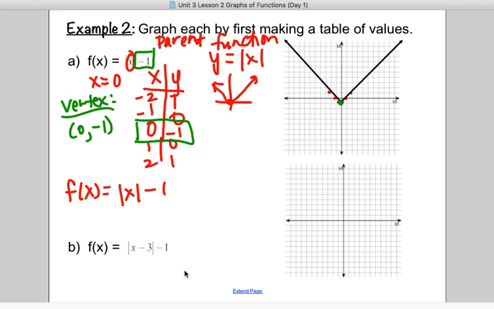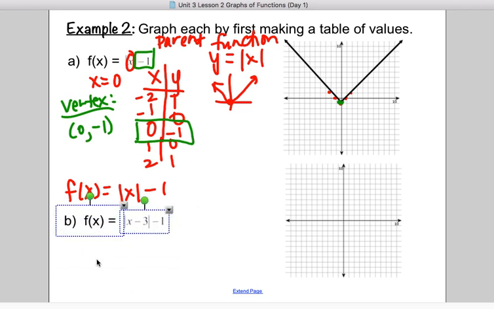Okay, we're going to learn a lot of different functions, so you're going to have to try and remember how to decipher all of them. But with absolute value, you can find the vertex and put that in the middle of the table. So let's find the vertex for the next one right away. We take what's in the absolute value, set it equal to 0. So we add 3 to the other side, so x is equal to 3.